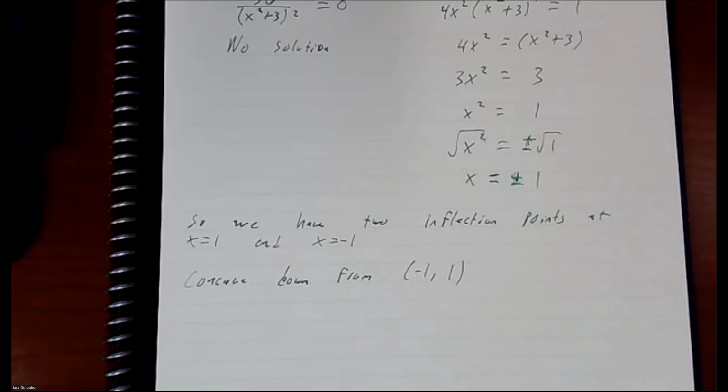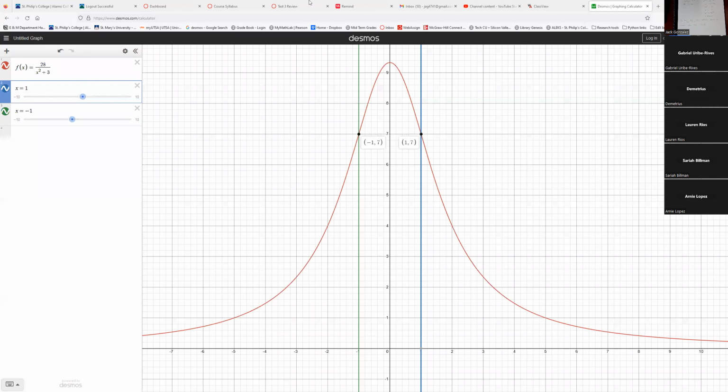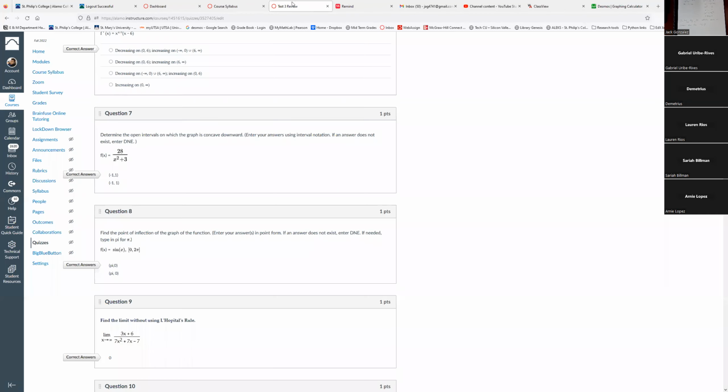Does that make sense? I know the algebra was weird, but the concept okay?